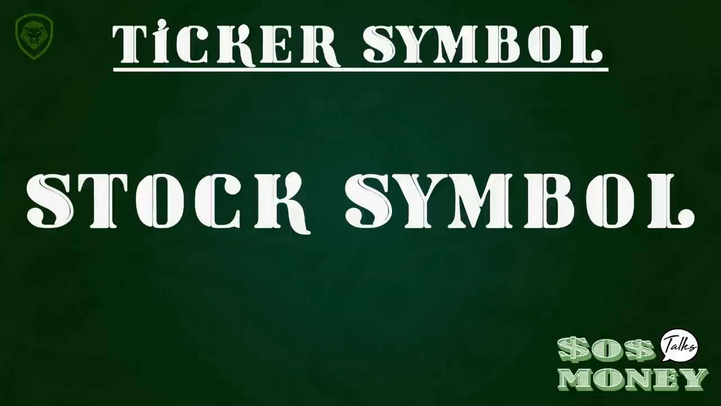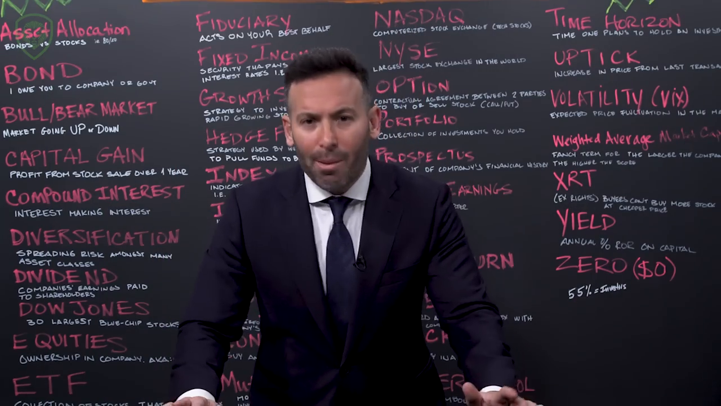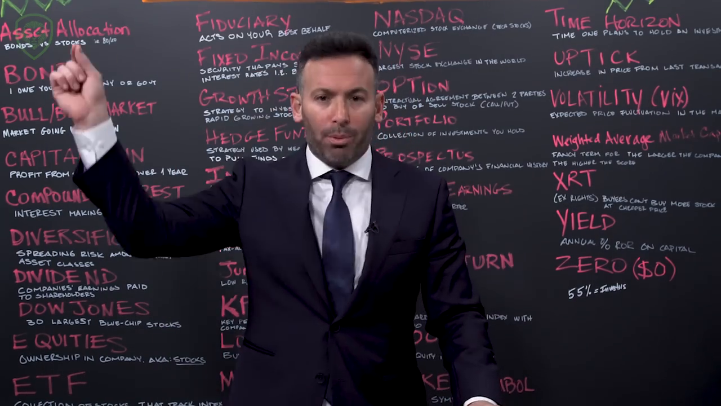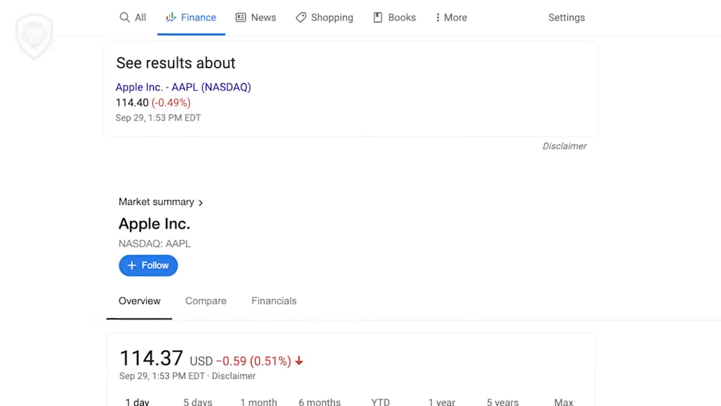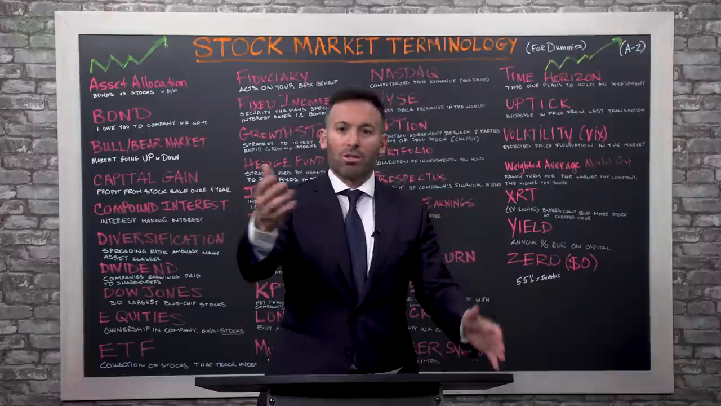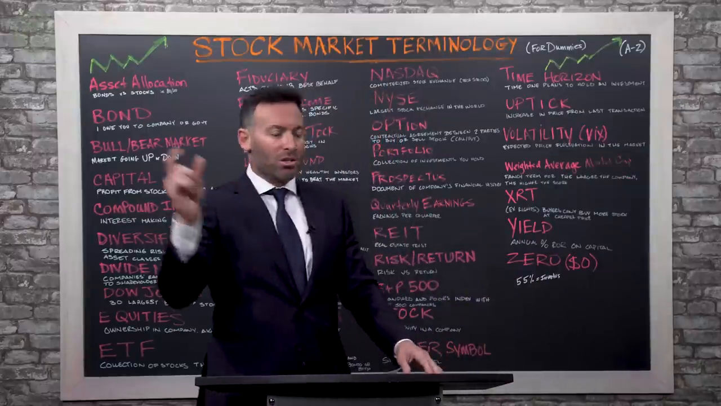Then you got the ticker symbol. This is basically just the stock symbol. So when you say, all right, how's Apple doing today? Well, you don't just look under Apple. You don't just look at a picture of an apple. Apple's ticker symbol is AAPL. Okay, so that's Apple. That's their ticker symbol.